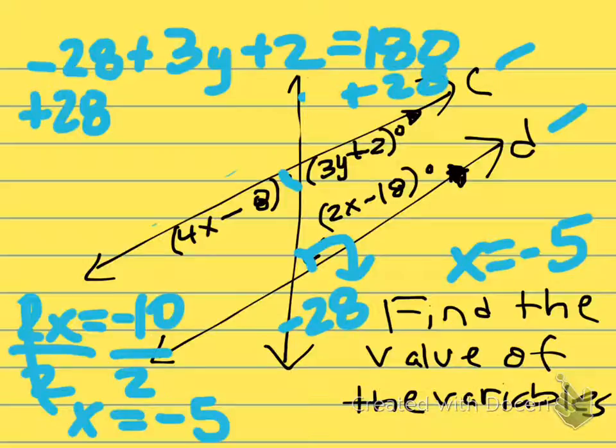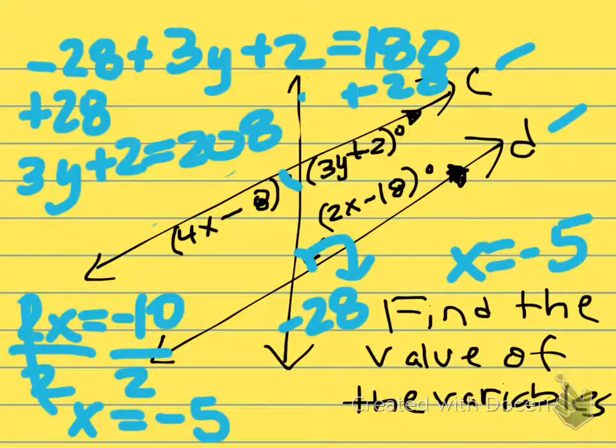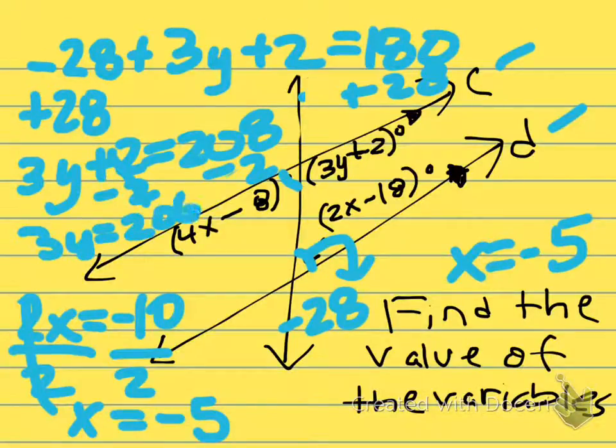So we get 3y plus 2 equals 208, and subtract. So 3y equals 206, and we divide by 3. And we get 68.6 about. And again, this is not very realistic.